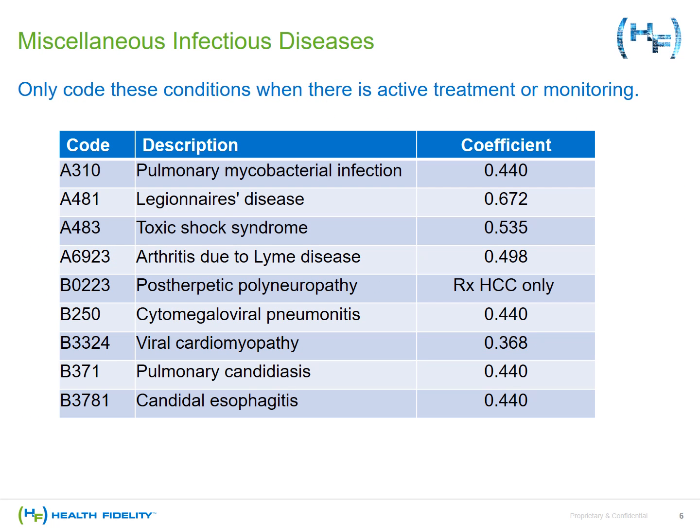This slide illustrates some common acute and chronic infectious conditions that are applicable to the risk adjustment model. Some acute conditions would include Legionnaire's disease or toxic shock syndrome, and some chronic conditions can include arthritis due to Lyme disease or a viral cardiomyopathy. Conditions such as post-herpetic neuralgia are an RxHCC only. The important point is that you can only code these conditions when there is active treatment or monitoring.